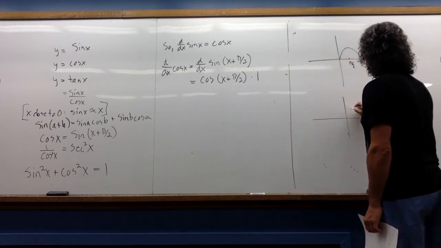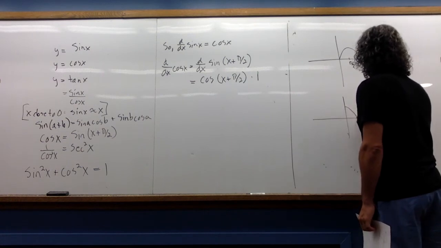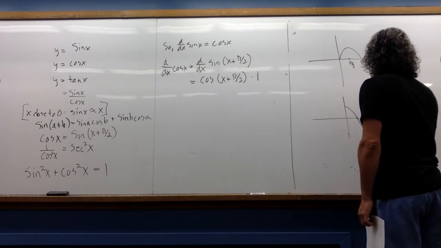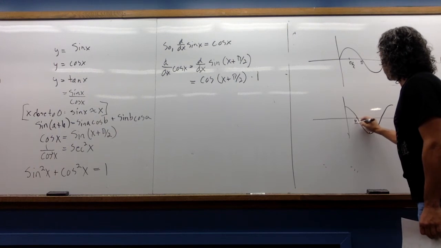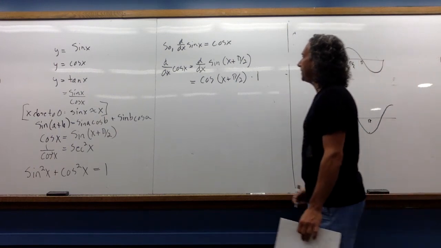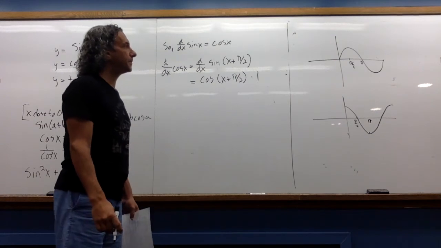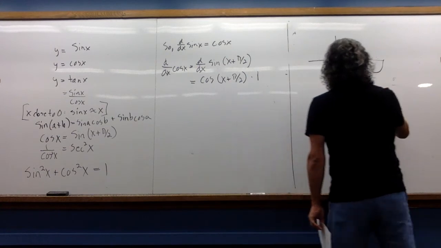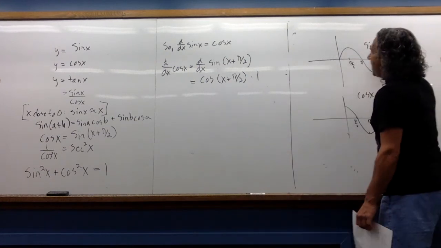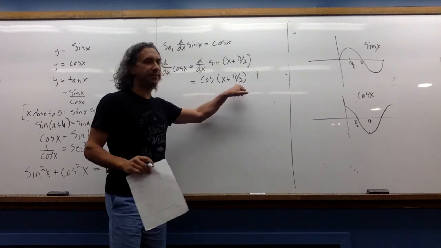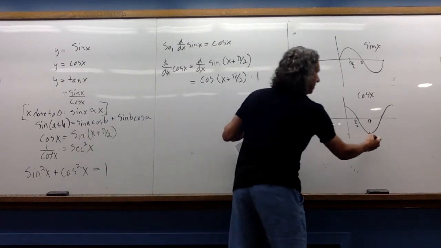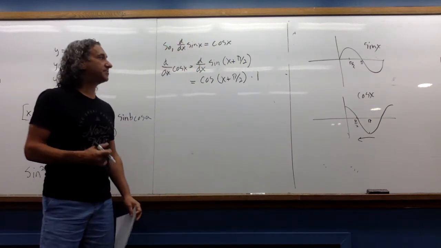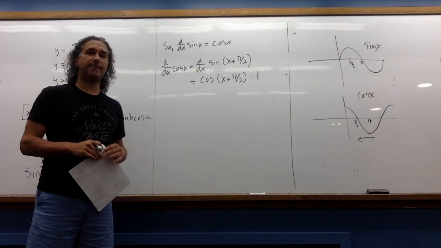And cosine is going to be like this. Okay, so this is pi over 2, pi. If I take the cosine graph and I shift it to the left by pi over 2, and I'm going to give you a minute, pause the video, see if you can then re-express cosine of x plus pi over 2 in terms of sine somehow.